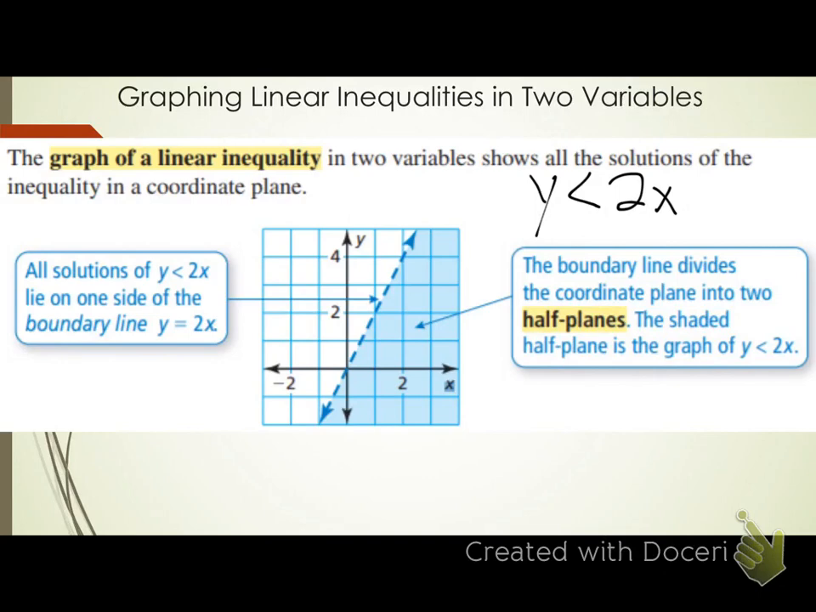No. So if there's no line underneath your symbol, it's a dashed or dotted line. If there is a line under it, if it's "or equal to," it's going to be a solid line. Does that make sense? Okay. Any questions on this slide right here? The shaded region, the shaded half plane, represents all my solutions of y is less than 2x. Okay? We okay with that concept?